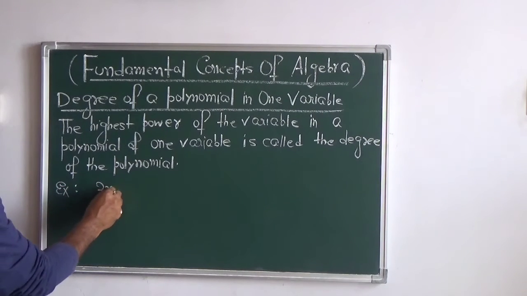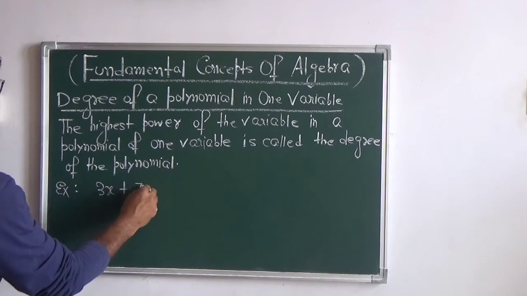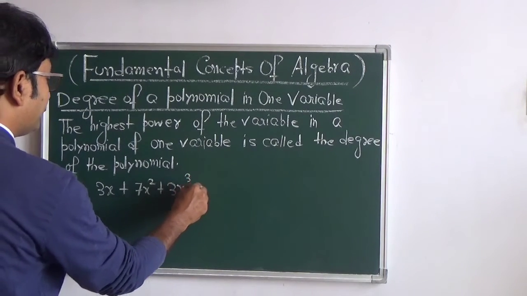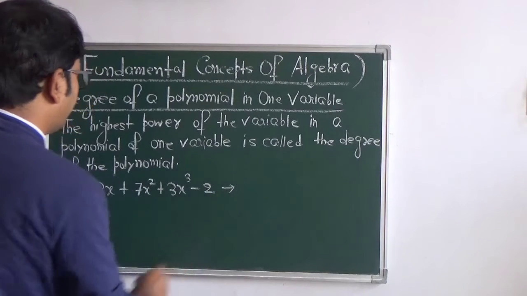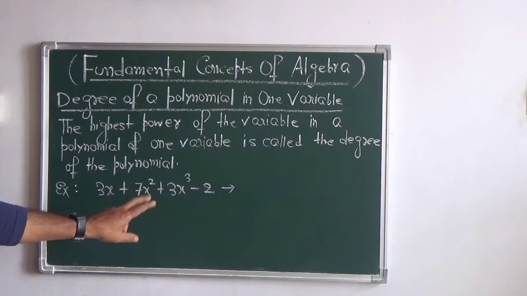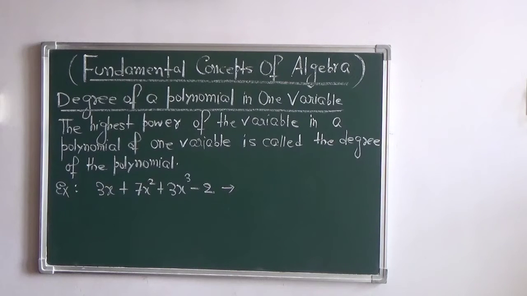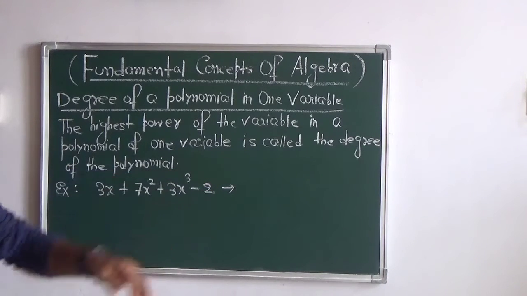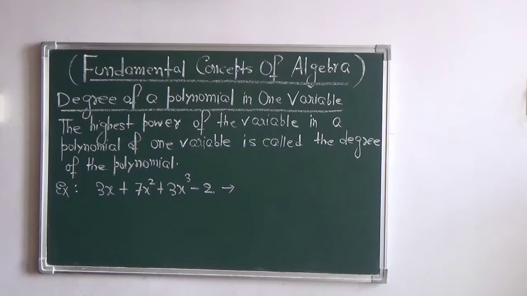If you write 3x plus 7x square plus 3x cube minus 2. Now this is a polynomial in only one variable, and that is x. Okay. So what is the highest power of the variable? The variable is x, and the highest power of the variable you can see clearly is 3. x is here power 1, x is power 2, x power 3, and here x power 0. So in that case we can very clearly see that the highest power is 3.